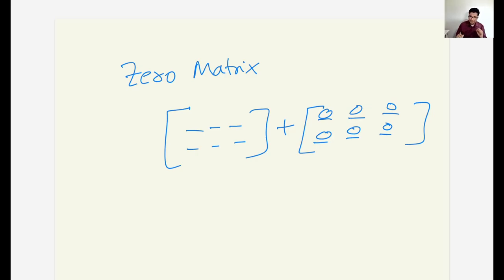Similarly here, zero matrix. So in general, we say zero matrices. There are so many zero matrices of different order.